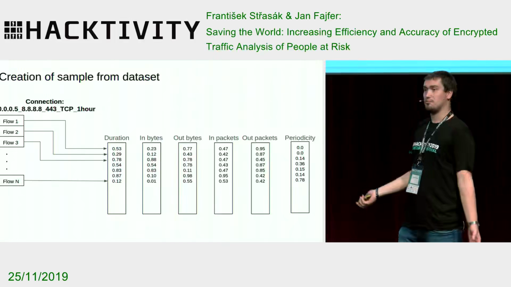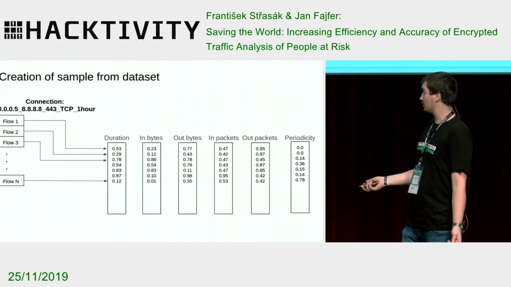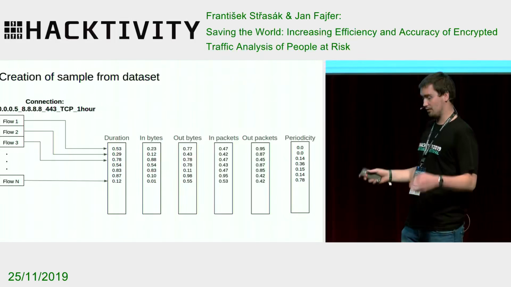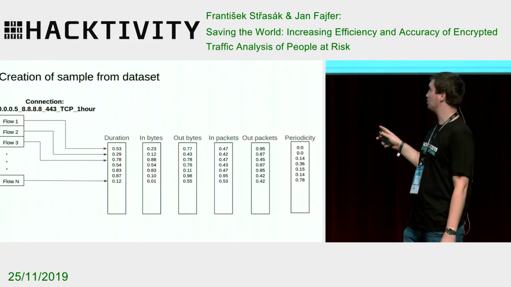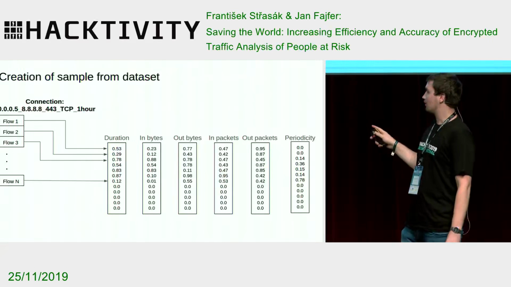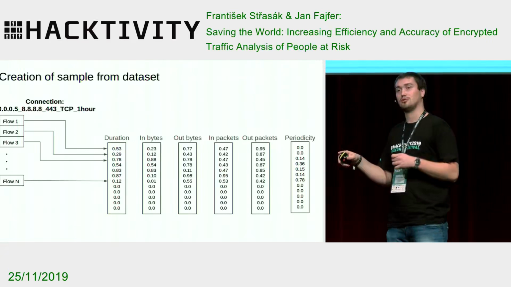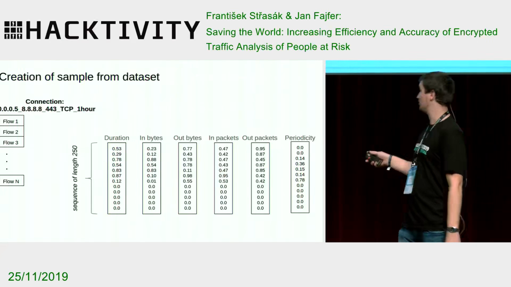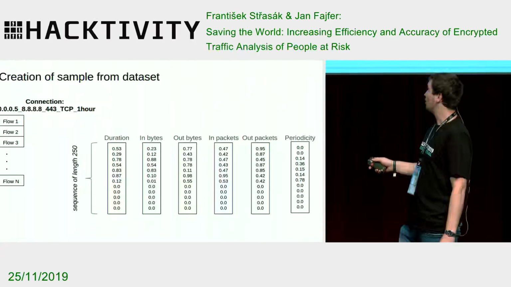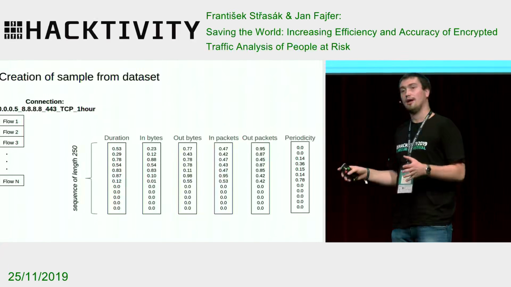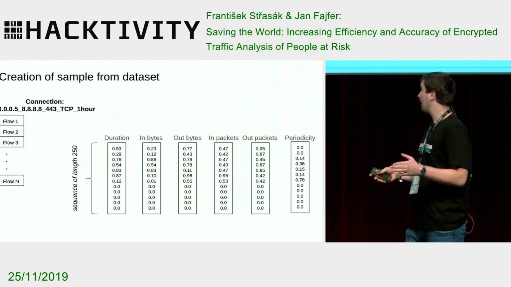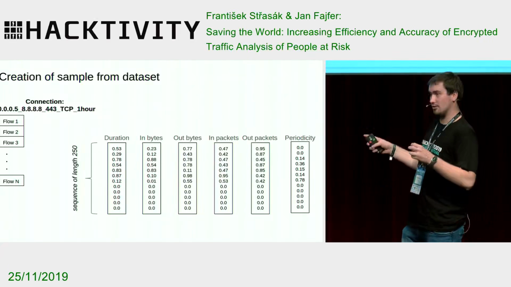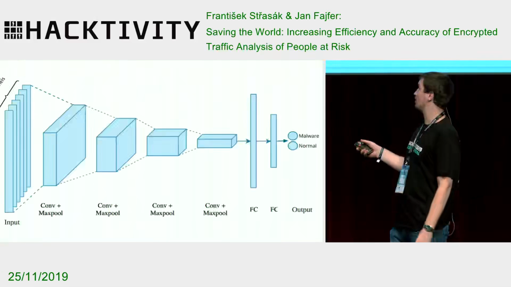We are using a convolutional neural network, so we need the input size to be the same. So we have to pad it with 0, and we defined that the input size to our neural network will be 250. So at the end, each sample has 6 sequences of numbers. And these sequences, as the input, we put inside the neural network.